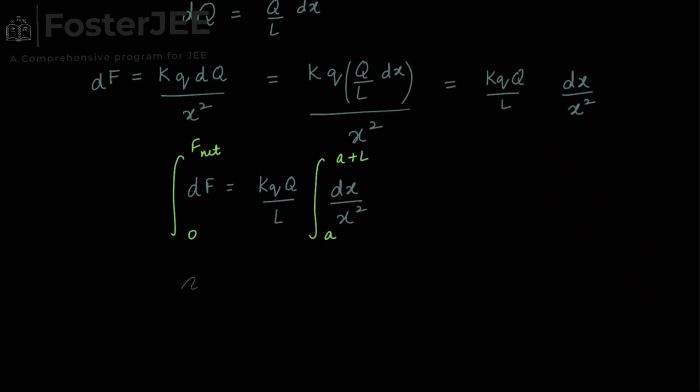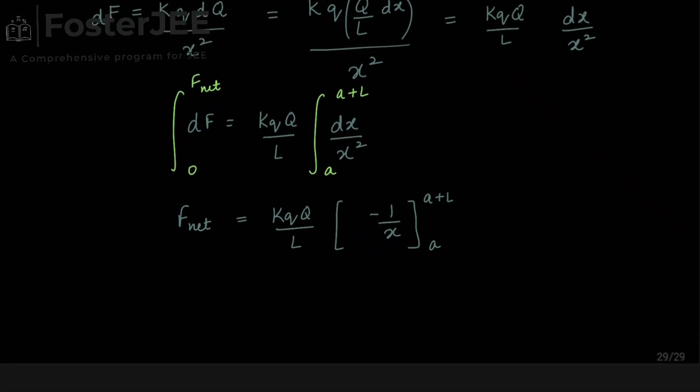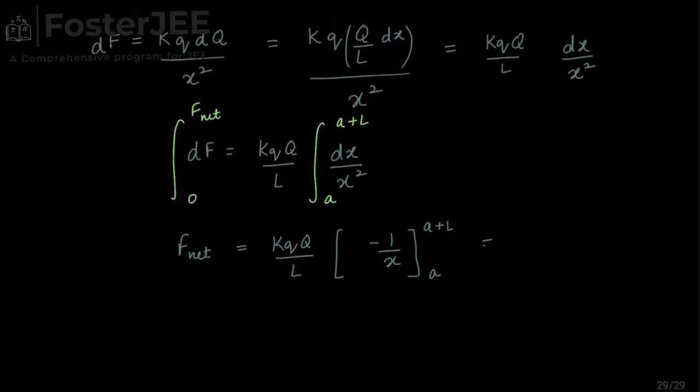So integrating this equation, we can write net force F net equals kqQ upon L. Now this integration becomes minus 1 upon x, with limits a to a plus L, and putting the limits we get kqQ upon L times 1 upon a minus 1 upon a plus L.